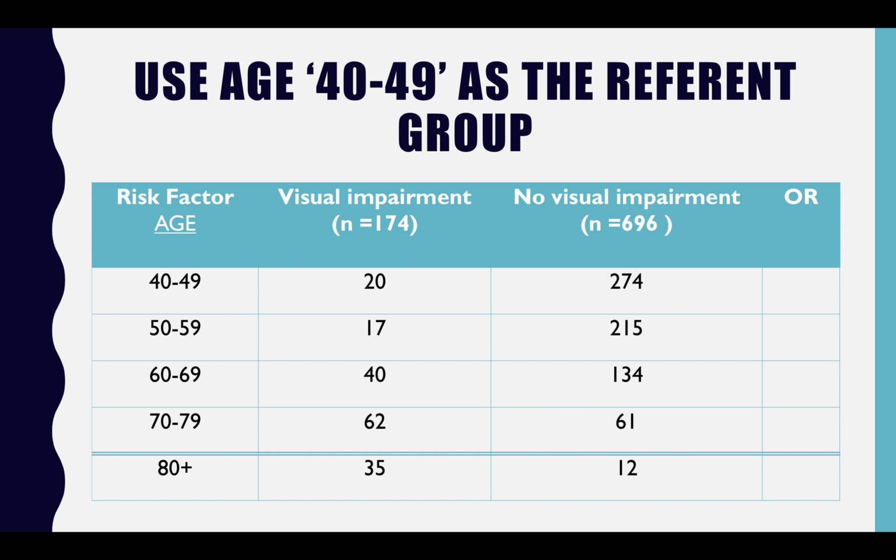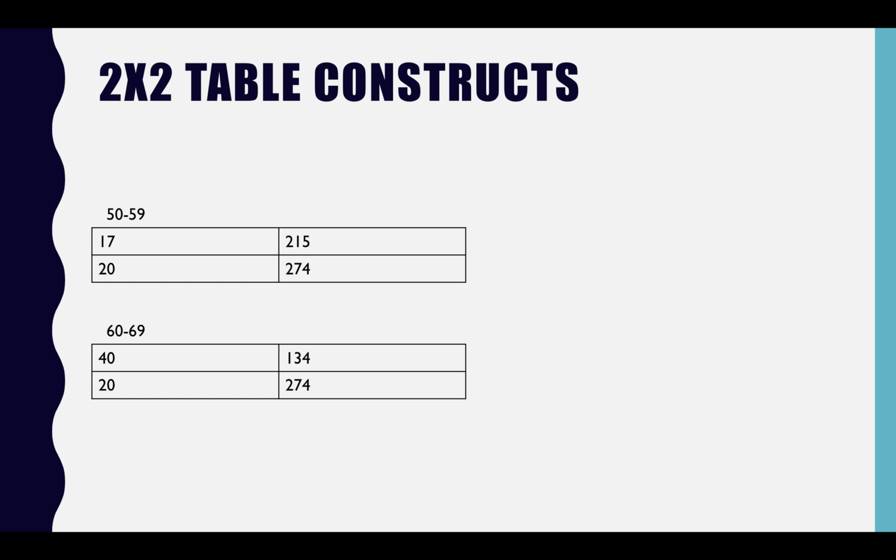The way you're able to get this when your table is set up like this, which is much larger than a 2 by 2 table, is you can just construct a series of 2 by 2 tables to calculate your odds ratios. So for example, if I want to look at the odds for the 50 to 59-year-old group, then I can construct a 2 by 2 table with the 50 to 59-year-old row on top, so they would be my exposed group, and the 40 to 49-year-old group would be the non-exposed, so they'd be my bottom row. And I'm just doing that for each different age category.